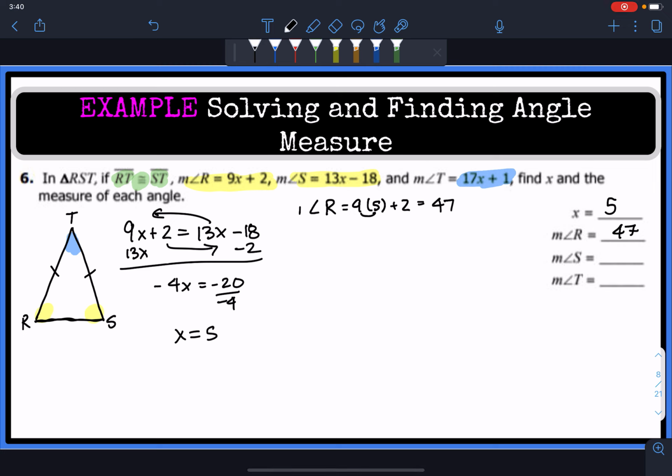For the measurement of angle S, it's 13 times x, but again, when we replace the x with 5, this is equal to 65 minus 18, which is 47. So also 47, which, duh, I don't know why I even did that, since I know that angle R and angle S are equal, and if angle R was 47, angle S was obviously going to be 47. That's the whole purpose of setting those two things equal to each other.